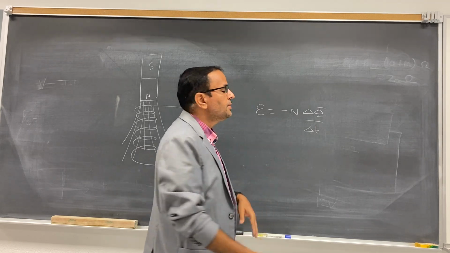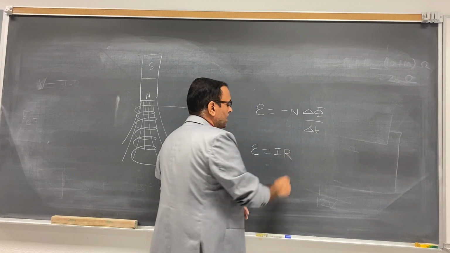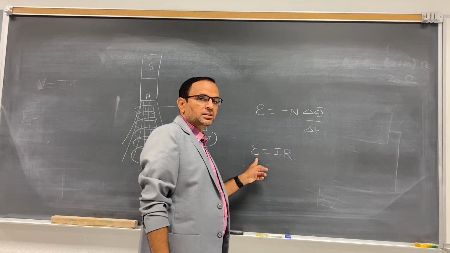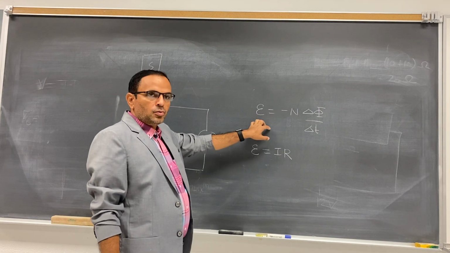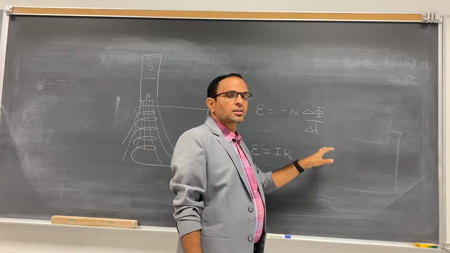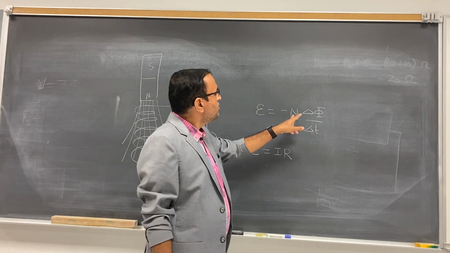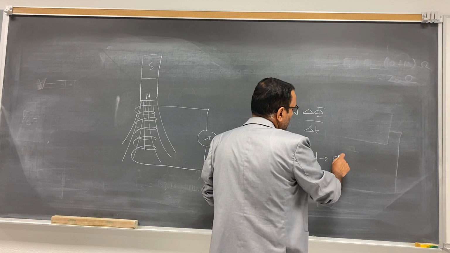If necessary, this induced EMF is also equal to I times R, similar to the potential difference voltage. This is Faraday's law of electromagnetic induction. The induced EMF is directly proportional to the rate of change of magnetic flux, and it also depends on the number of turns.